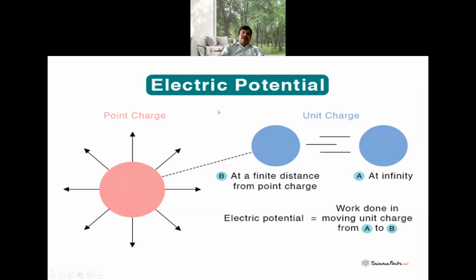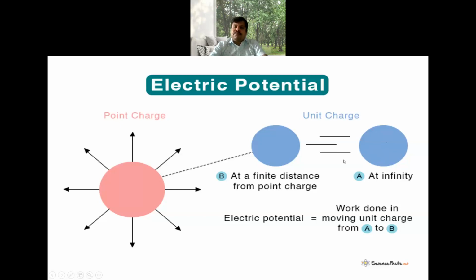Next, electric potential. For example, consider an electric field region that is due to a particular base charge. Let us assume that a unit positive charge is at infinity. Now, if we want to move this unit positive charge from infinity to the point B, which is at a certain distance from the original charge, then according to the polarities of these charges, some work has to be done.